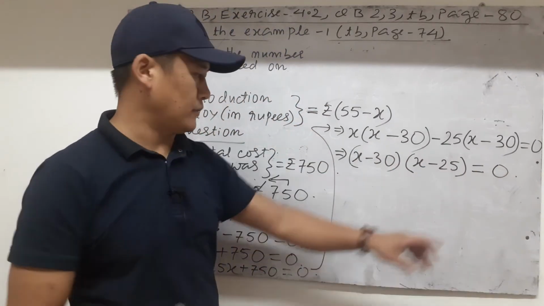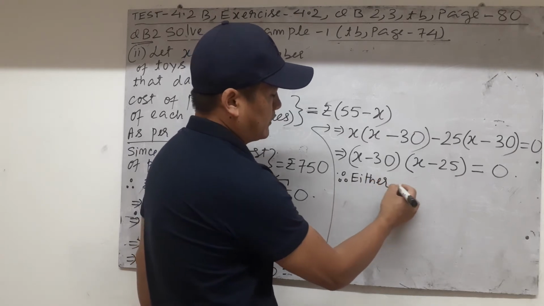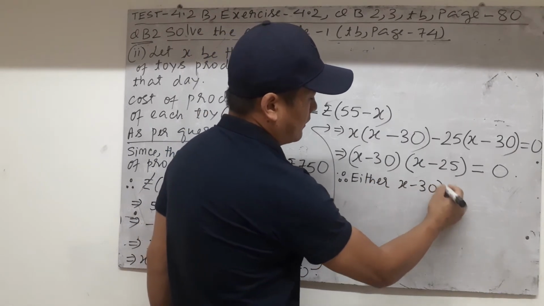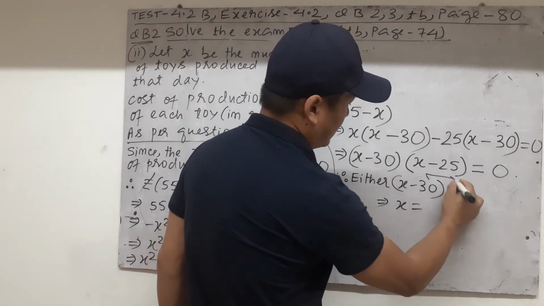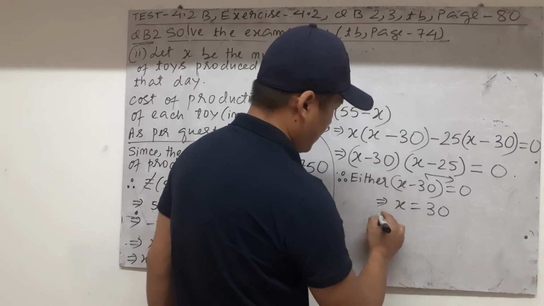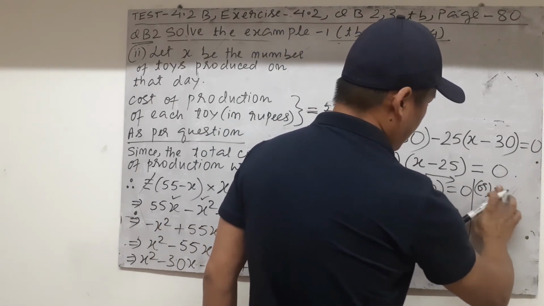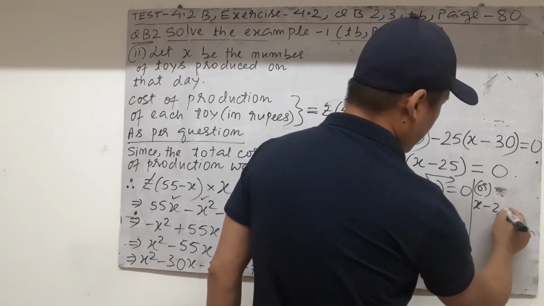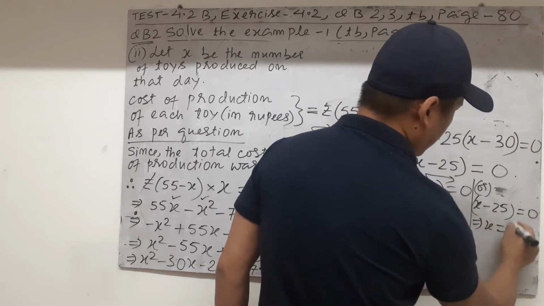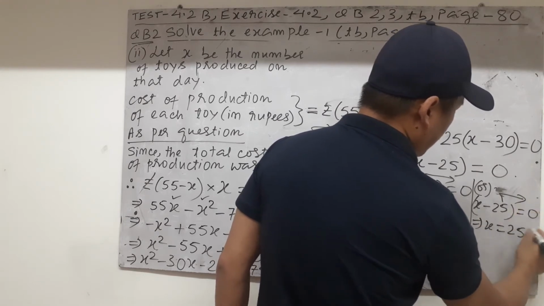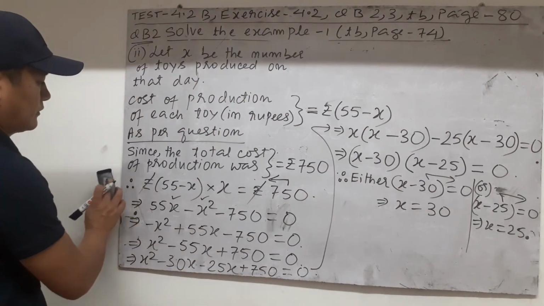So it's now factorized. So we can get our x by saying here either the first factor x minus 30 is equal to 0, which is x equal to minus 30, shift to right side, plus 30, or x minus 25, the next factor, is equal to 0. So x will be equal to minus 25, shift to right side, plus 25. So we're getting two values of x. So we have to show that.